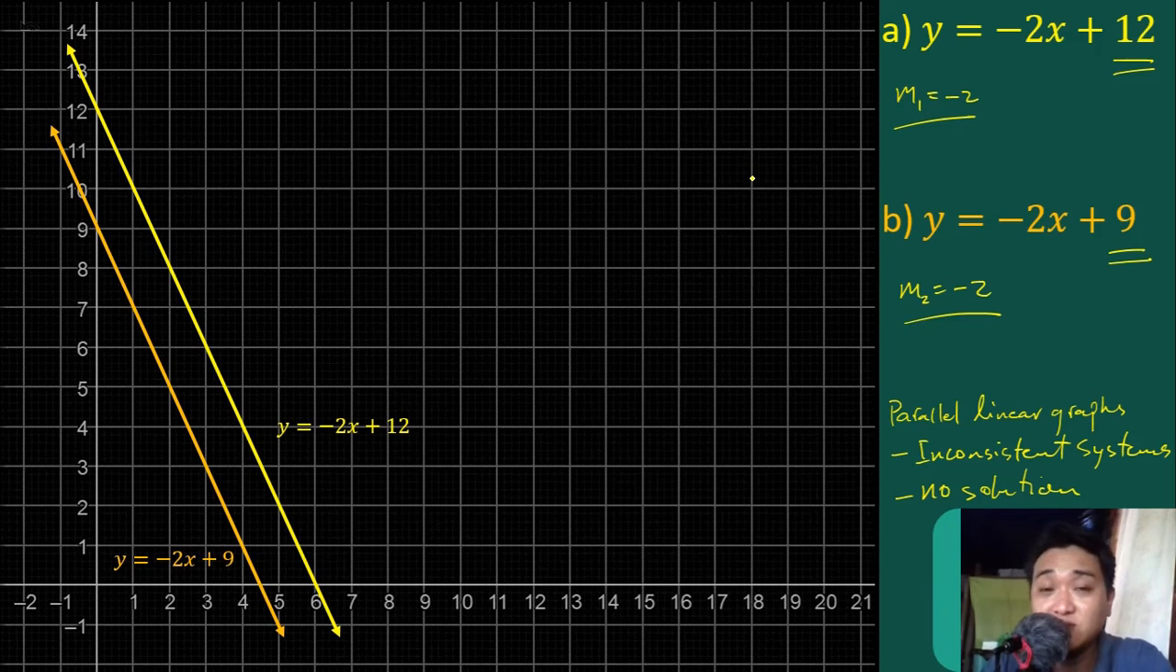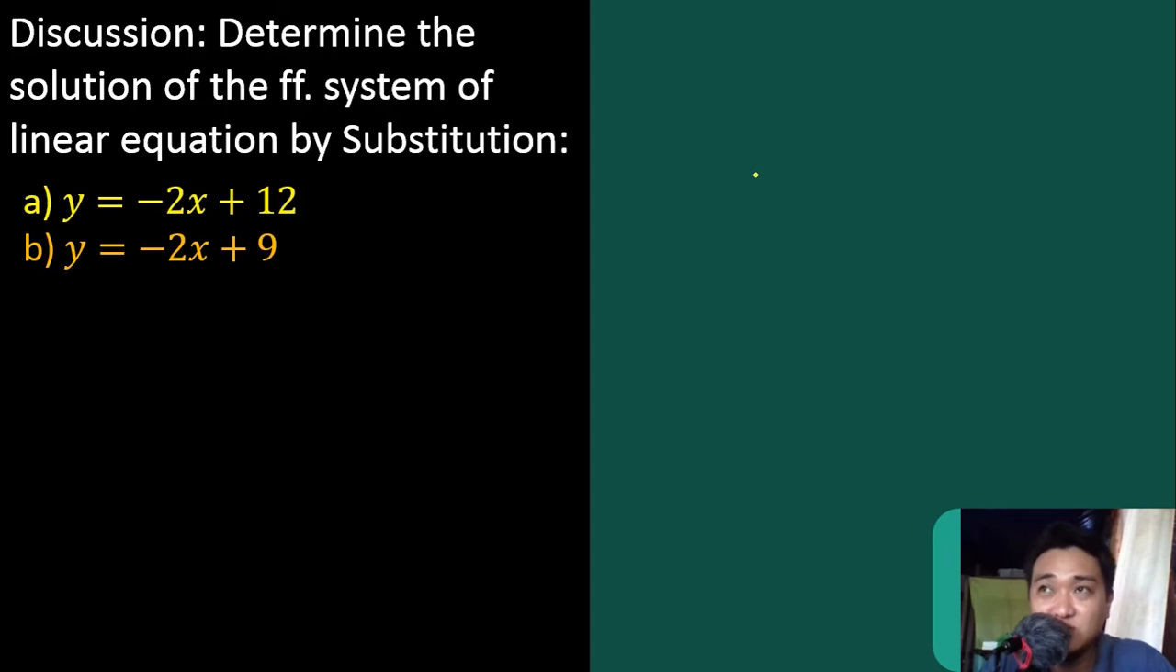Sa totoo lang, hindi na kasi wala naman silang solution. Pero just out of curiosity, kung ano kaya magiging itsura kung isolve natin sila by means of substitution. So let us substitute the value of y here, which is negative 2x plus 12. Ayan, that will be the value of our y. To y is equivalent to negative 2x plus 9. Substitute the value of y here. We have negative 2x plus 12 is equivalent to negative 2x plus 9. Ayan, pinalitan lang po natin yung value.